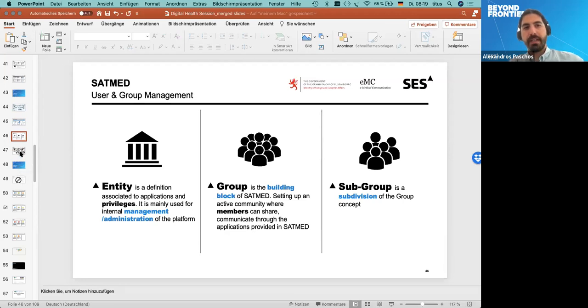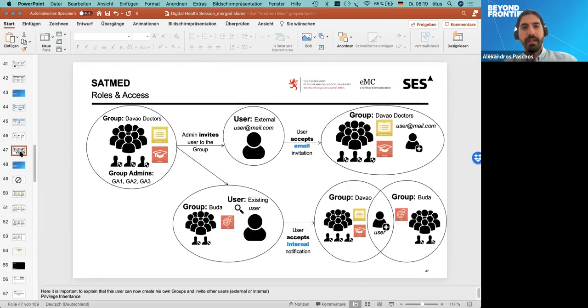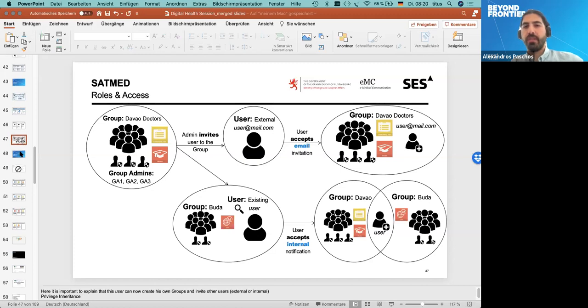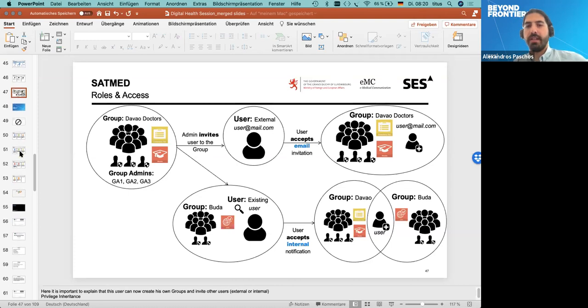The next slide is maybe difficult to understand, but the essence here is how a user gets access into one application as long as he is part of a certain group. So within groups, we assign access over applications, and this is what we call a role-based access system. Next slide.